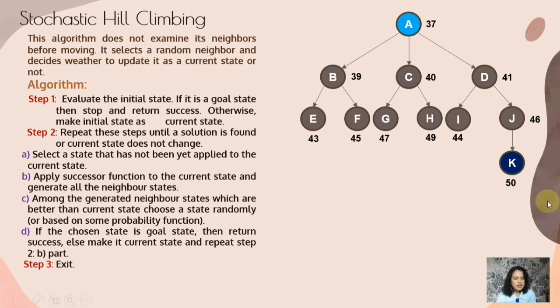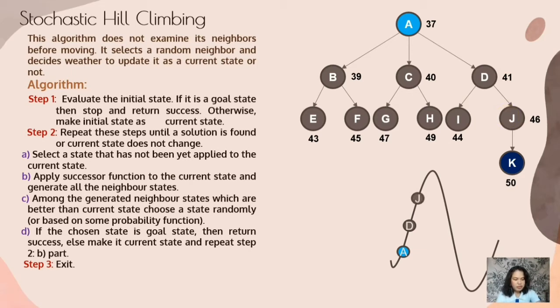So sunod is ang figure para makasabot mo. Then after nag-choose siya ni D, mag-choose siya ni I o ni J. So since 44 o 46 is better than 41, which is atong initial state na, mag-choose siya ni I or J. Pwede ra siya mag-choose randomly. So kuan, nag-choose siya ni J is 46.